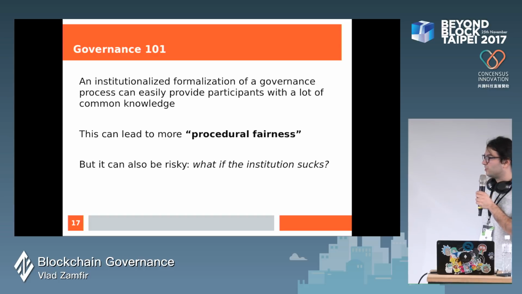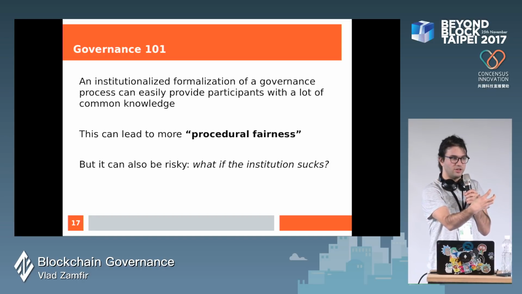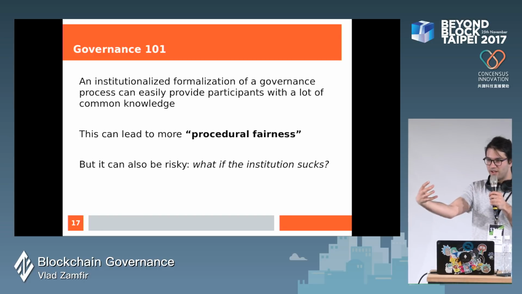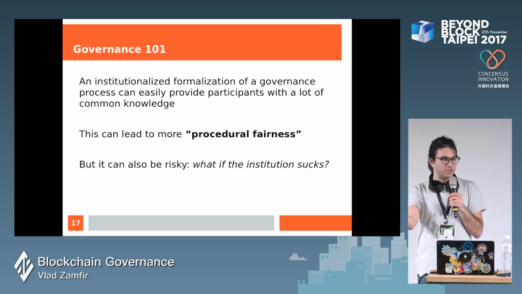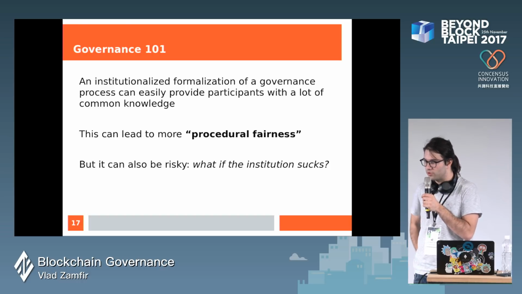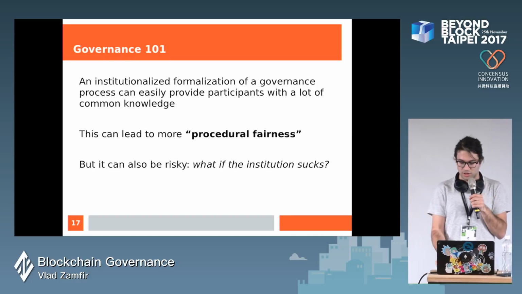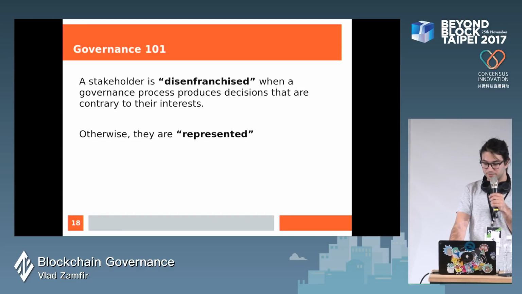It's also somewhat risky, right? Because if you institutionalize something, it becomes much more sticky. There's this fixed formalization that everyone knows, and you can't change it without anyone noticing. And there's an institution that somehow encodes that formalization, and it becomes very sticky, right? And what if the institution sucks? This is a common thing that happens in the world, right? People will come up with a formalization, they'll institutionalize it, they'll deploy it, they'll use it, and they'll find out years later that the institution sucks and they can't change it. So it's really risky, even though you can get a lot of procedural fairness out of formalized, institutionalized governance.